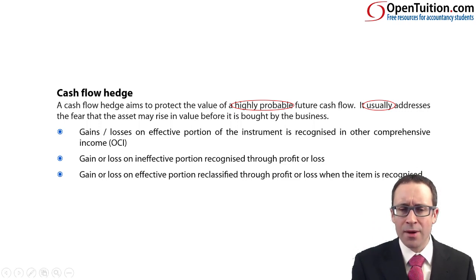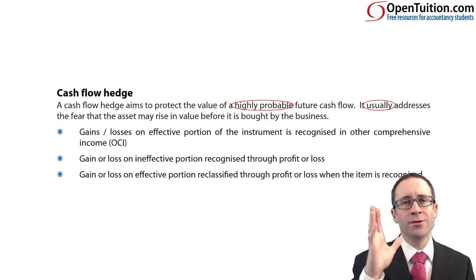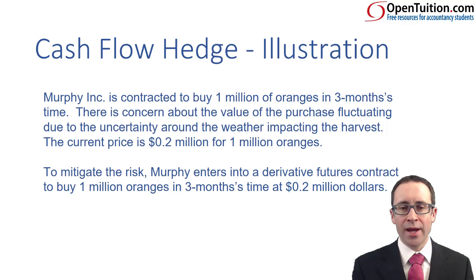Okay, yeah, so the key bit, gains and losses on the instrument are shown in OCI until the item is bought, and then we do a bit of recycling. Okay, so there it is. There's our example from earlier on.